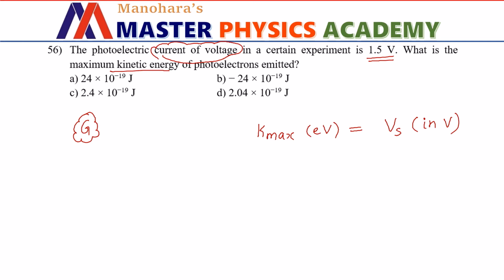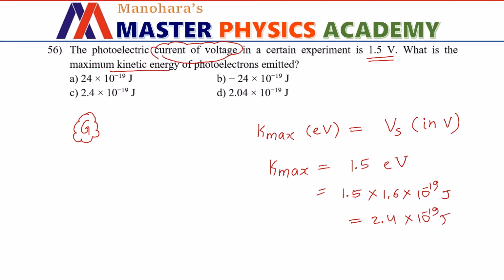So that means K max will be equal to 1.5 electron volt. Now we need to convert that into joules. It is going to be 1.5 into 1.6 into 10 to the power minus 19 joules. Solving this, we will be getting 2.4 into 10 to the power minus 19 joules. But the question is not clear, so hence I expect grace for this question.